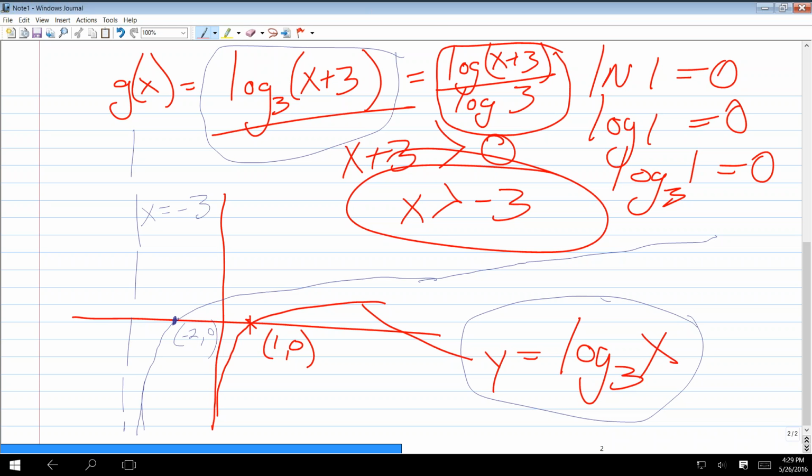Log x plus 3. Make sure you have parentheses around the x plus 3. Yeah. Log 3. I still got an answer. Well, you shouldn't, because you got a variable in there. How can you get an answer? It's going to be dependent on what x is.